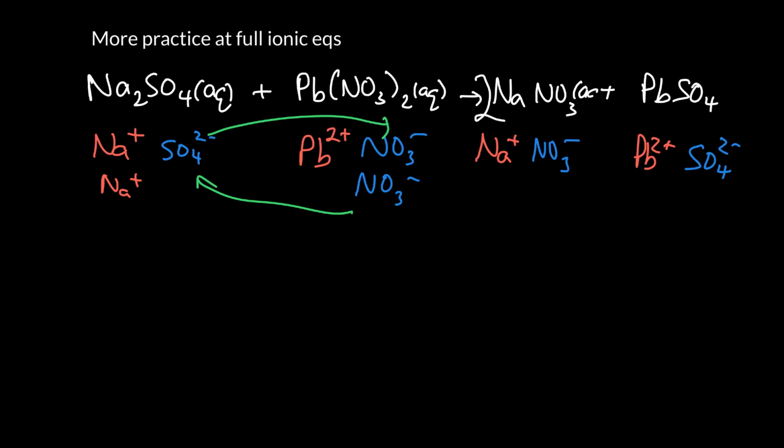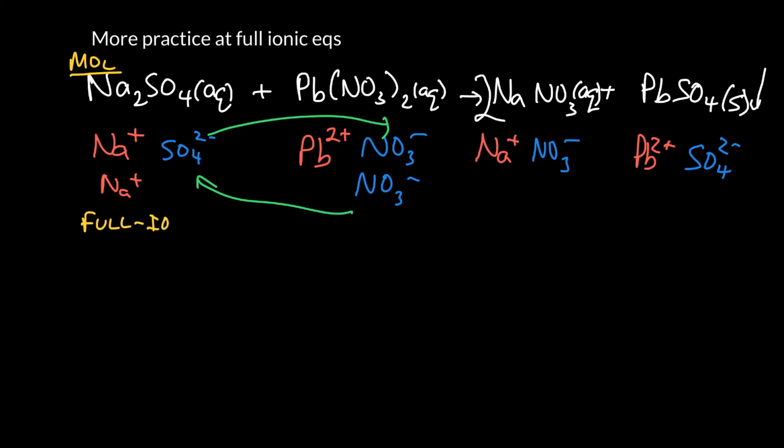are soluble. So we can write AQ there. And we see that sulfates are generally soluble, but in the case of being paired up with lead, it is insoluble. So that was the molecular equation. Okay, and now we want the full ionic.